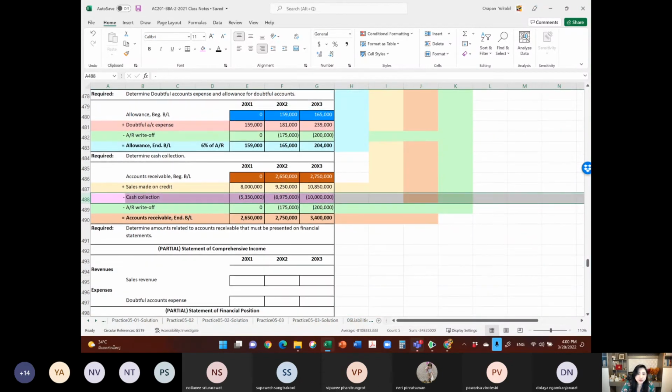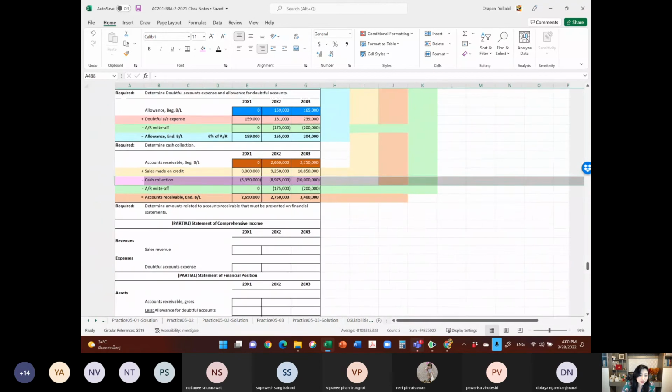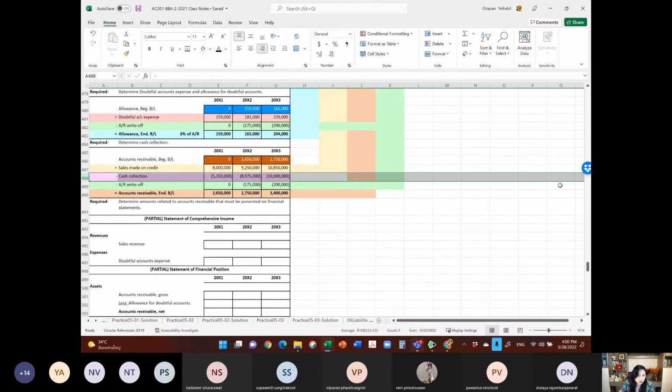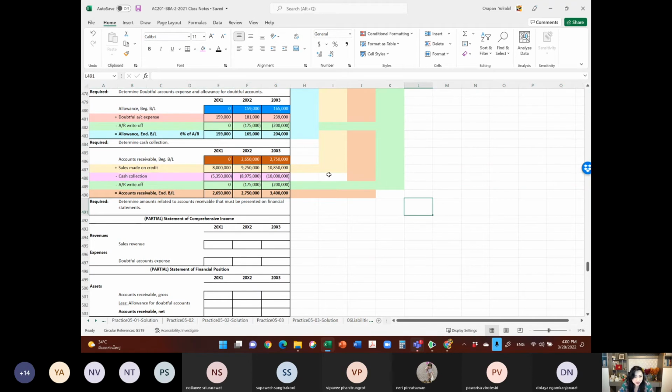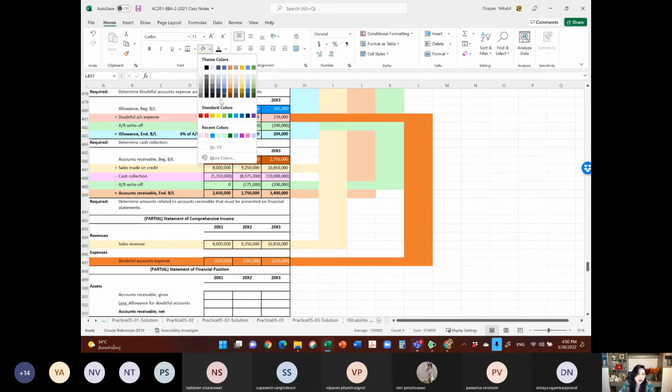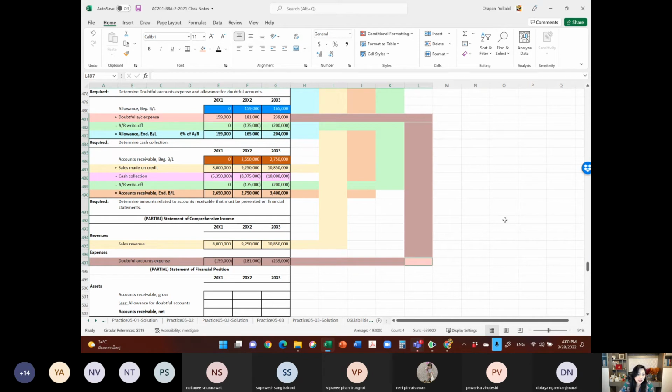Okay, so if you finish up with the calculation, you can then take the amount to the financial statements. So over here, let me take the sales revenue to here. Sales revenue would be taken to here. This is actually given. And for the doubtful account expense, I would take them from my calculation over here. From the calculation, I know that the doubtful account expense amounted to these numbers.